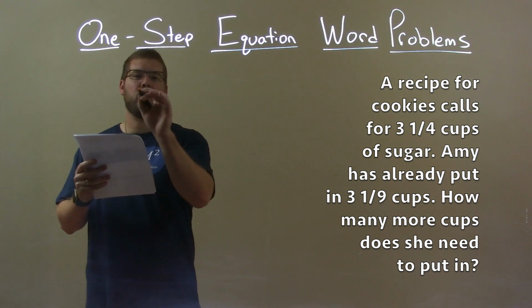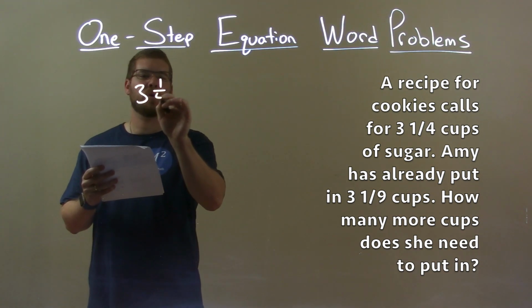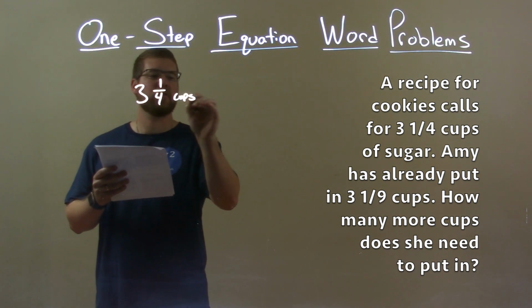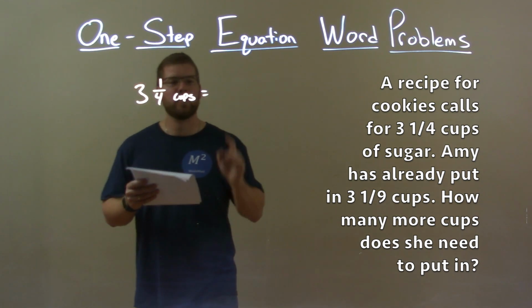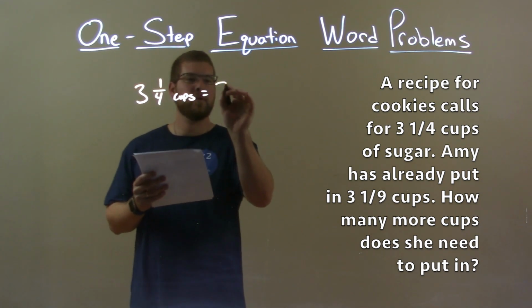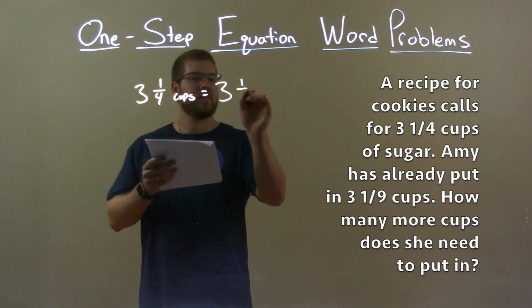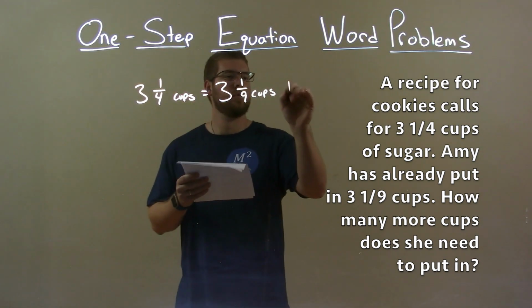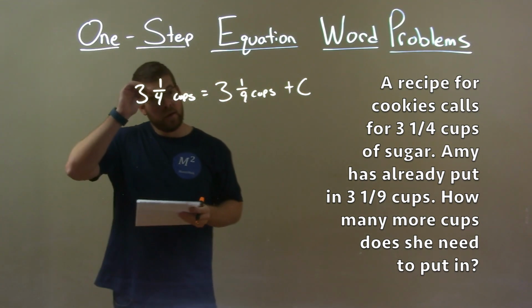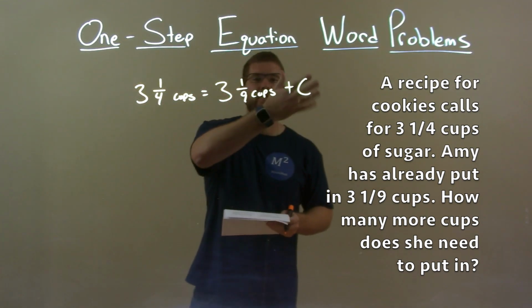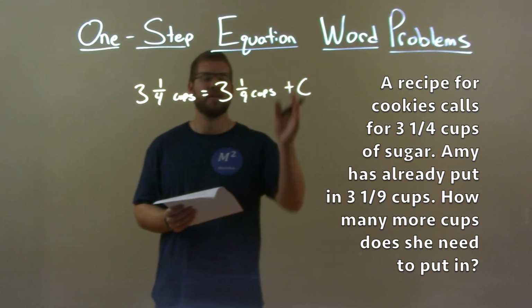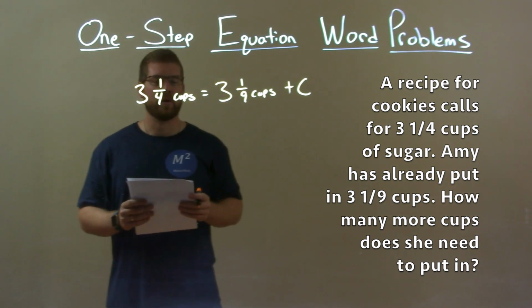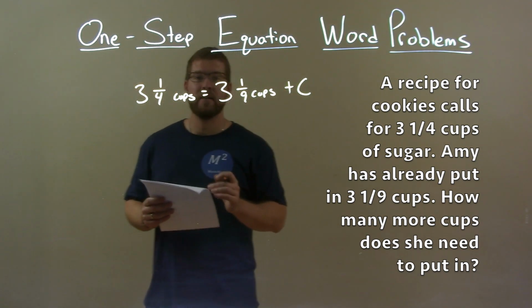So the recipe calls for a total of 3 1/4 cups of sugar. Now they tell us that Amy has already put in 3 1/9 cups, and we want to see how much more she needs to put in. So let's call that C. So 3 1/9 cups plus C, the amount of cups of sugar she needs to add in, should equal 3 1/4 cups. We want to get C by itself.